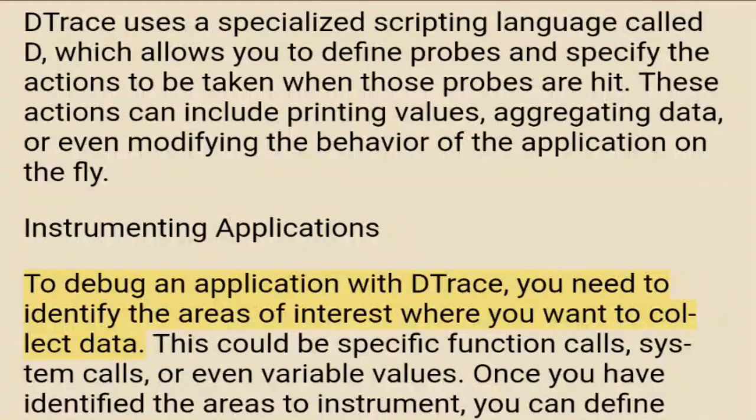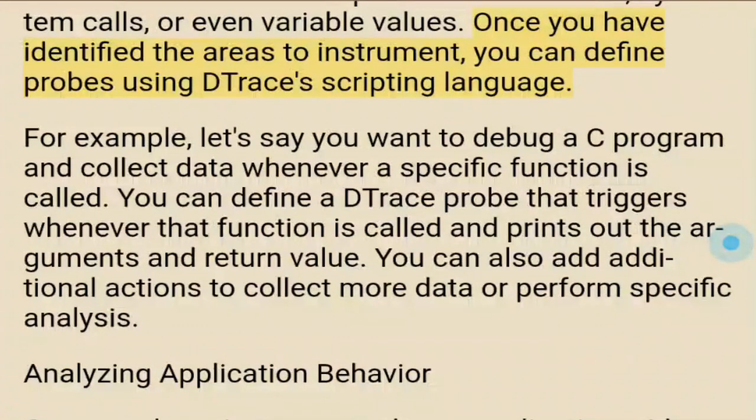To debug an application with dtrace, you need to identify the areas of interest where you want to collect data. This could be specific function calls, system calls, or even variable values. Once you have identified the areas to instrument, you can define probes using dtrace's scripting language. For example, let's say you want to debug a C program and collect data whenever a specific function is called.